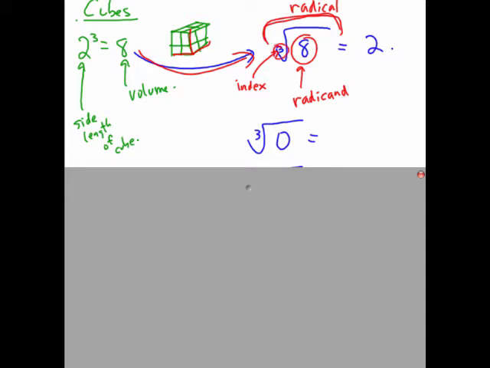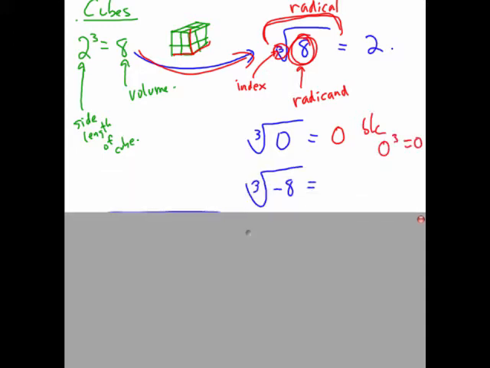The root that we're doing that's tucked into that little position is called the index, and the number we're doing the root of is called the radicand. So the cube root of 0, we ask ourselves what times what times what is 0. That would be 0 because 0 cubed is 0.